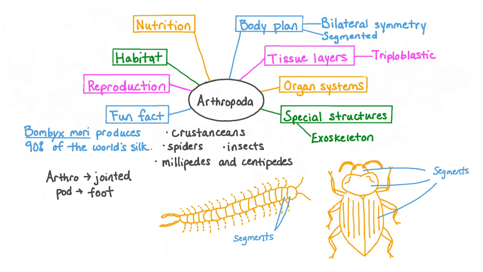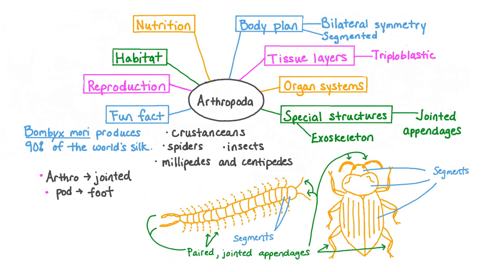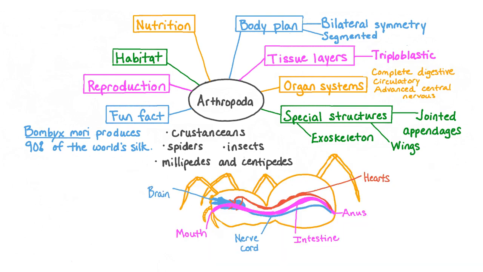The word arthropod comes from the Greek terms for jointed and foot, which refers to the paired, jointed appendages that are characteristic of this phylum. Many insect species, like the beetle drawn here, also have pairs of wings, while other arthropods, including the centipede drawn here, are wingless. Although the internal anatomy of arthropods varies among groups, all have a complete digestive tract, a circulatory system, and a relatively advanced central nervous system that includes a brain.